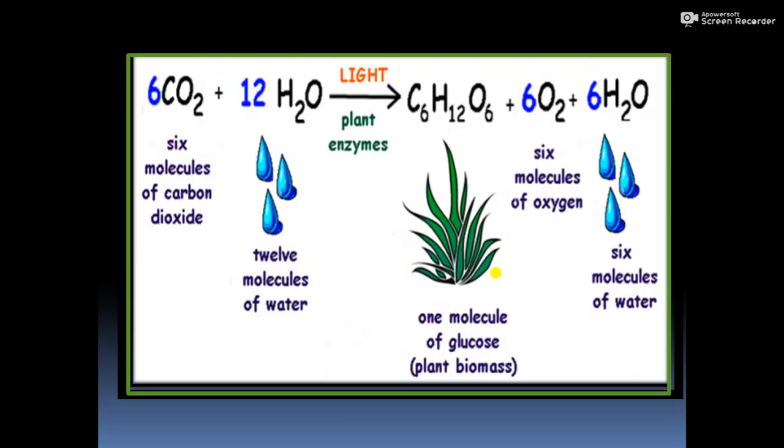So here you can see the reaction of photosynthesis. Here 6 molecules of carbon dioxide are used with 12 molecules of water. With the help of light energy, plant enzymes, and in the chloroplast, the plant produces C6H12O6. That's the chemical form of glucose, 1 molecule of glucose, plus 6 molecules of oxygen, and 6 molecules of water. Here, the oxygen is called a byproduct.